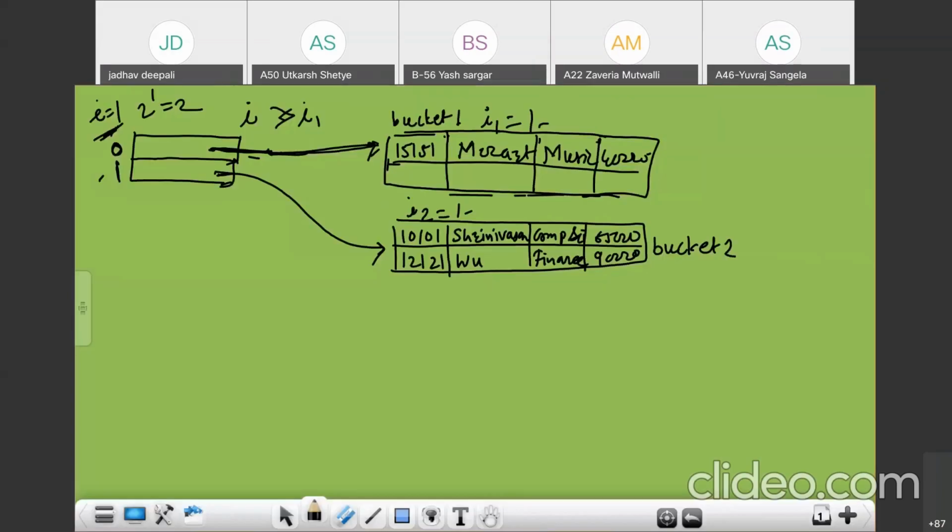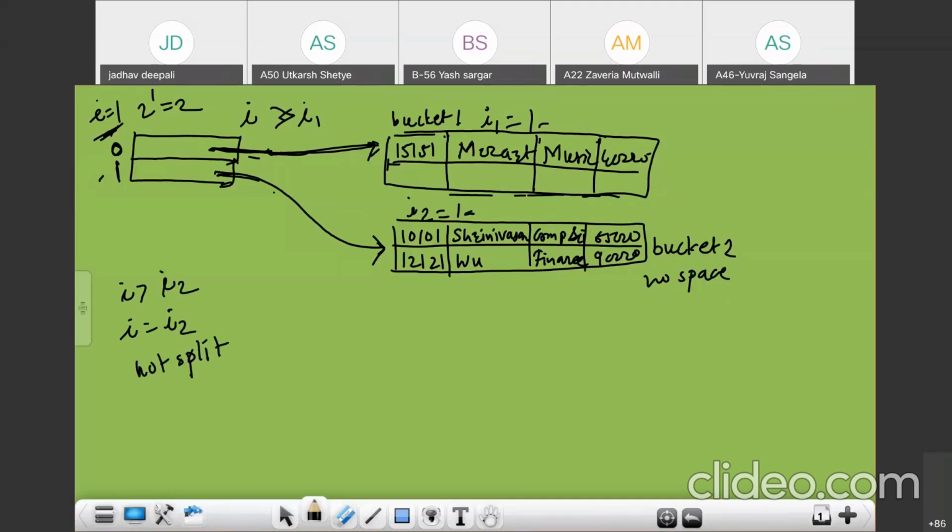So where does it go? 1, follow the pointer. Is there space in this bucket? No, there is no space. Can we split the bucket? We can split the bucket if I is greater than I2. But what happens here? I is equal to I2, and that's why we cannot split the bucket.